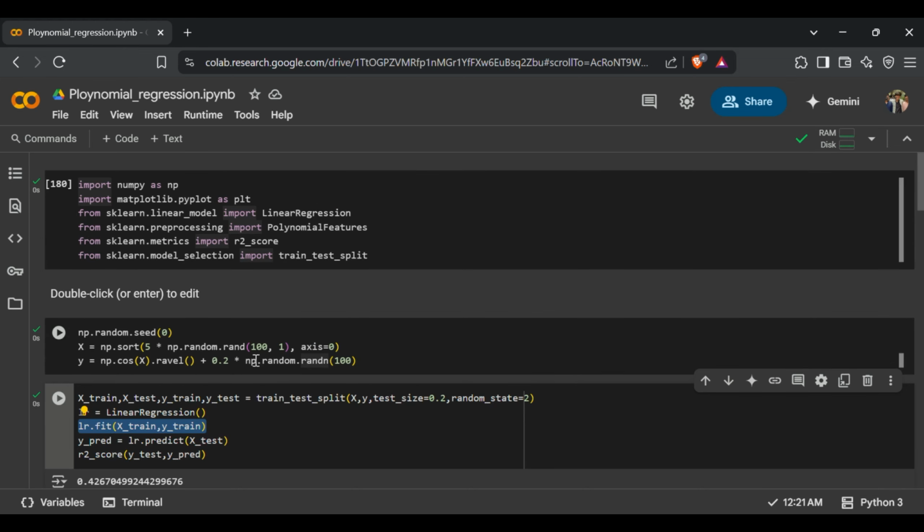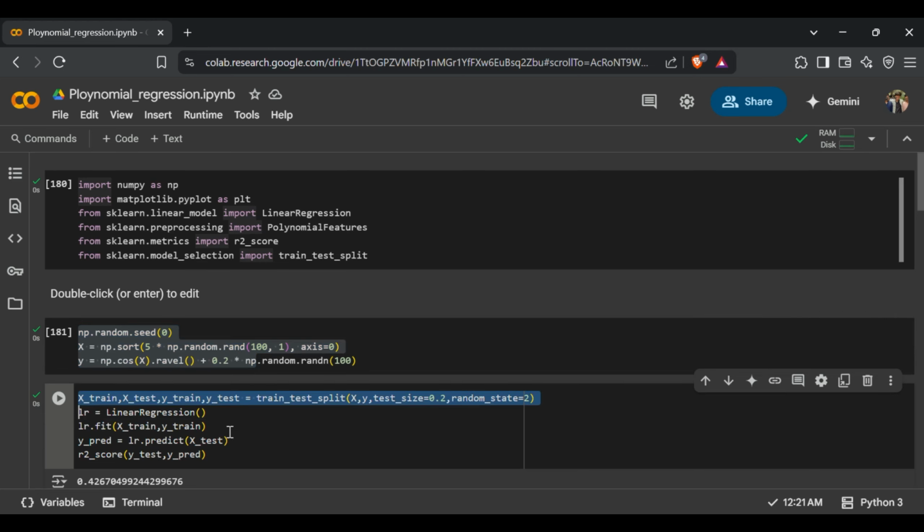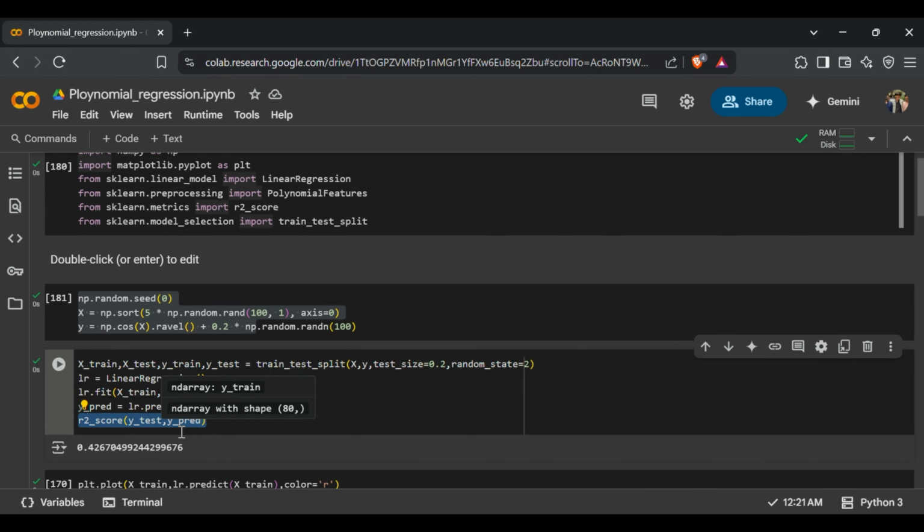We have discussed this earlier, there are 5 steps: first is creation of data, next is splitting, next is fitting the model, next is predicting the testing data, and metrics, that is any R2 score or MSE. These are the 4 to 5 steps required to perform any machine learning model. So I've done a similar thing.